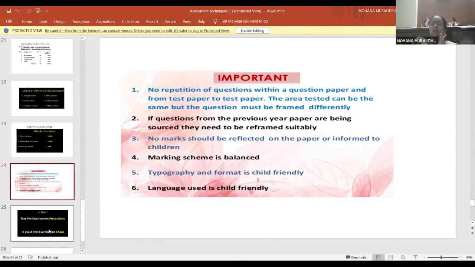And the marking scheme should be balanced. It should be in a way that it is satisfying the level of question as well as the marks allotted for the questions. Typography and the format should be student friendly, and language used should also be child friendly. So with all these norms in mind, if you set a paper, we are also going to be happy and the children also will be happy.